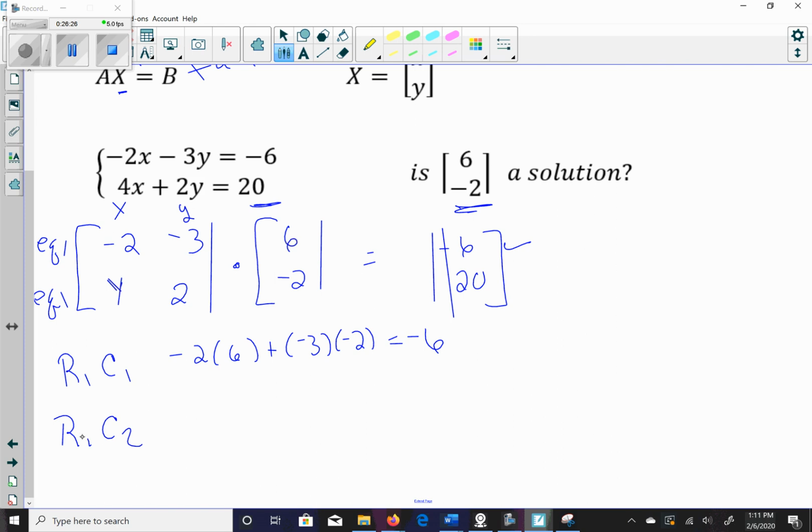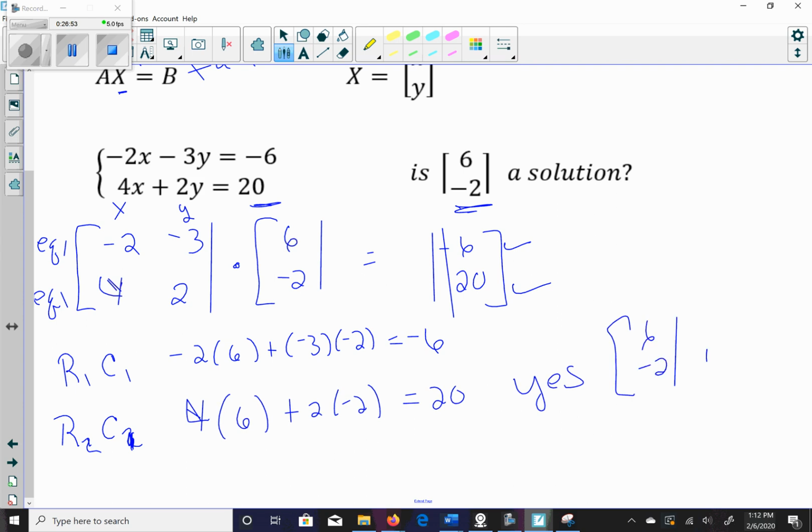Row 2 times column 1. There is no column 2. I'm going to get 4 times 6 plus 2 times negative 2. So this will be 24 plus negative 4, which is in fact 20. So it does work, so I'm going to say yes. The matrix 6, negative 2 is a solution.